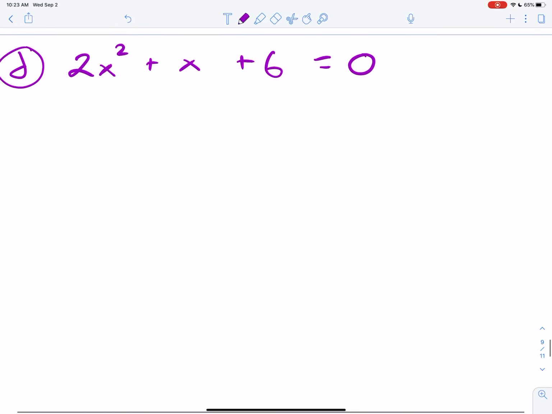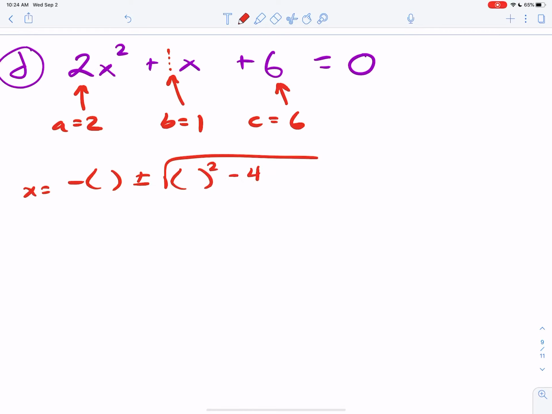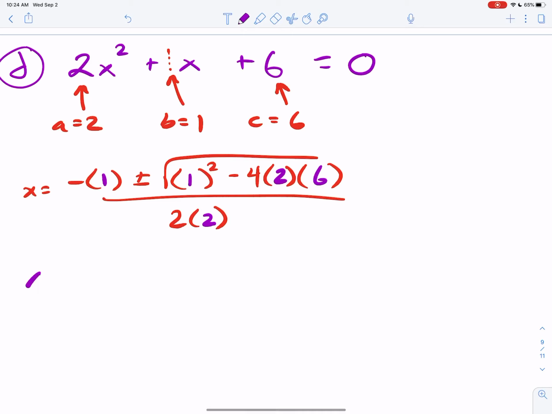All right, last one. Press play when you're ready. Okay, try this one out. A is 2. B is that invisible 1 right there. C is 6. Okay, so x equals negative b plus or minus the square root of b squared minus 4ac all over 2a. I know that b goes here, a goes here, c goes here, a goes here. X equals negative 1 plus or minus.